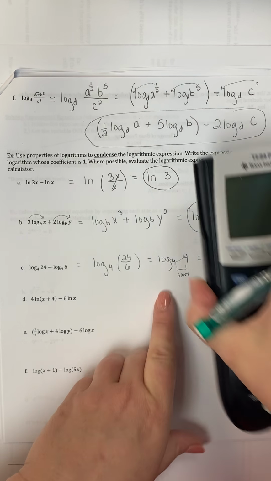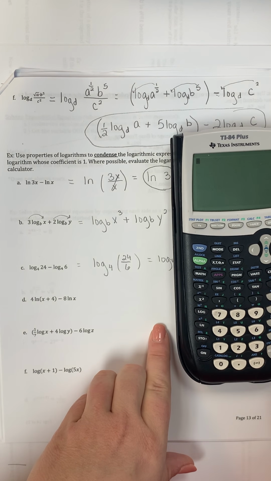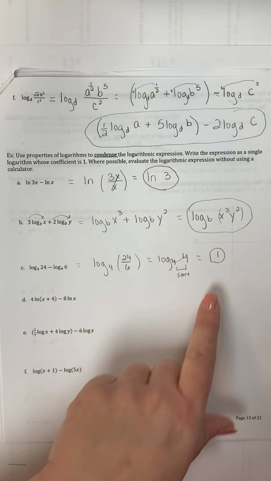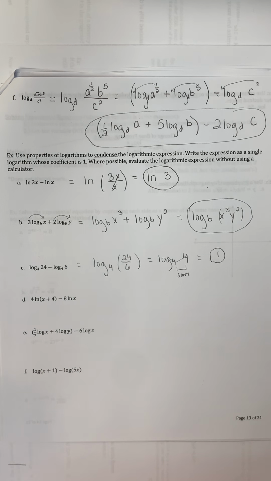If you're not so sure about that, you can always go to your calculator. Log of 4 divided by log of 4. There's your 1. Okay. All right, next.